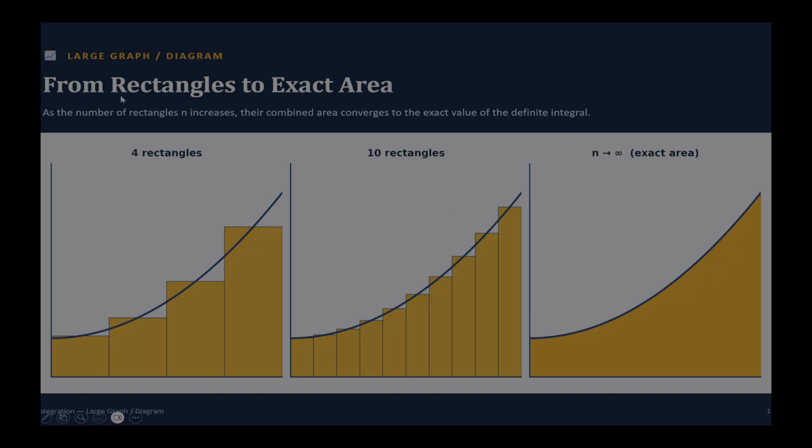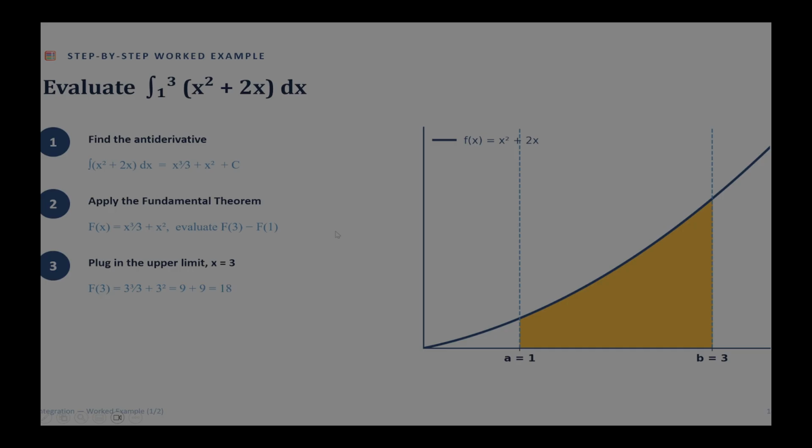Now we look at going from rectangles to the exact area here, right? As the number of rectangles increases, their combined area converges to the exact value over the definite interval. You look at this one, you've got rectangles, and the change in area is little. When you make them very small and go to infinity, you get exactly the right result. So we look at the whole area here. Step by step, I'll work the example. You've got to practice this a lot of times so you remember, right?